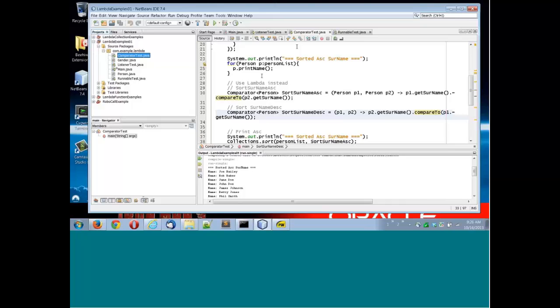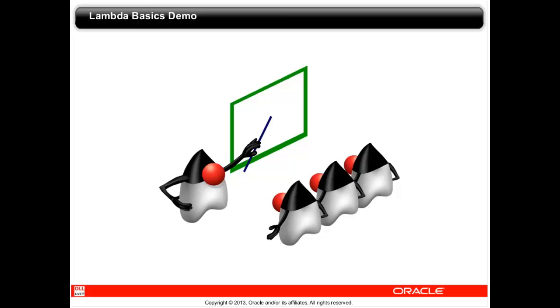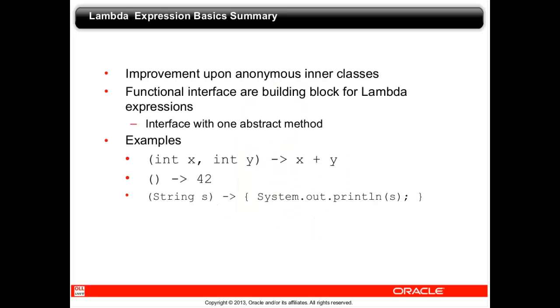So let me jump back to the presentation. Just to reiterate, one of the things it does is improve upon anonymous inner classes. It uses functional interfaces as the building block for the expression. And a functional interface is an interface with one abstract method. And then there we see some examples. We've got arguments on the left and our arrow token, and then our body on the right, which can either be an expression or a block of code. And once again, I've got the 3 examples there. So let's look at another example.